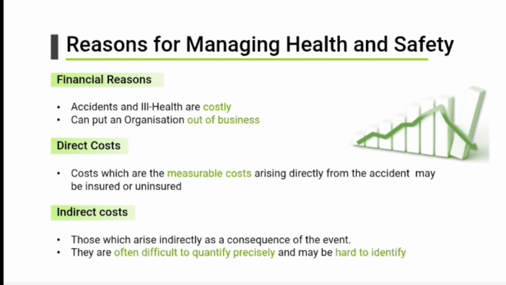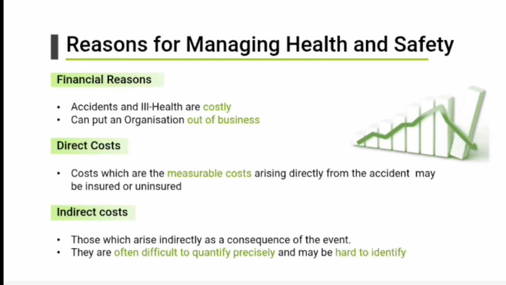Let's start by examining direct costs. These are the measurable costs that arise directly from an accident or incident. They include expenses such as medical treatment for injured employees, compensation payments to affected individuals, and costs associated with repairing or replacing damaged equipment or property. Some of these direct costs may be covered by insurance, while others may be uninsured, placing a financial burden directly on the organization.